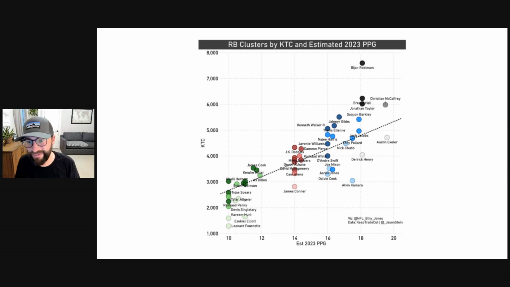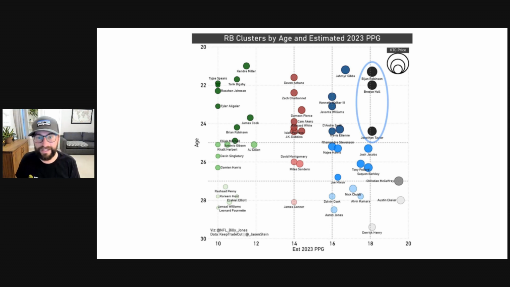You can see some pretty decent outliers. Look how far Kamara is below the line. Look how far James Conner is below the line. Look how far above the line Bijan Robinson is. This doesn't necessarily mean anything. I'm not saying any of those guys are overvalued or undervalued, but it's interesting to look at all those guys on one chart like that.